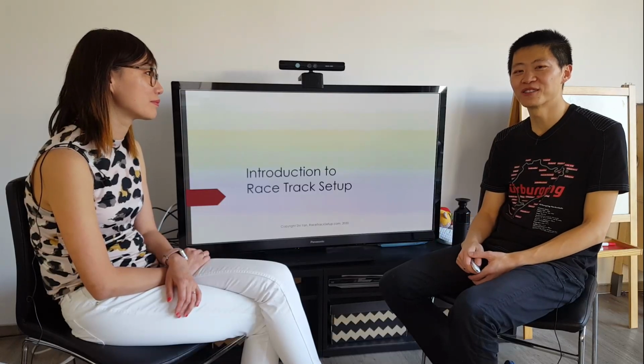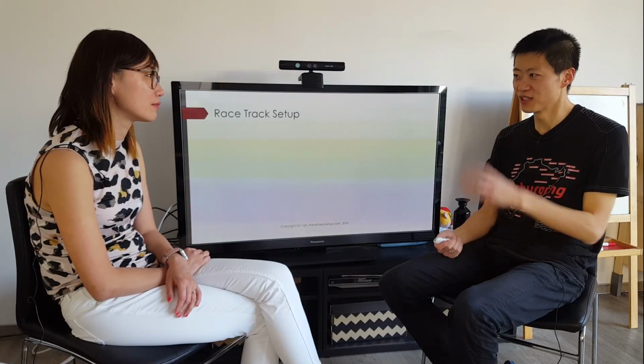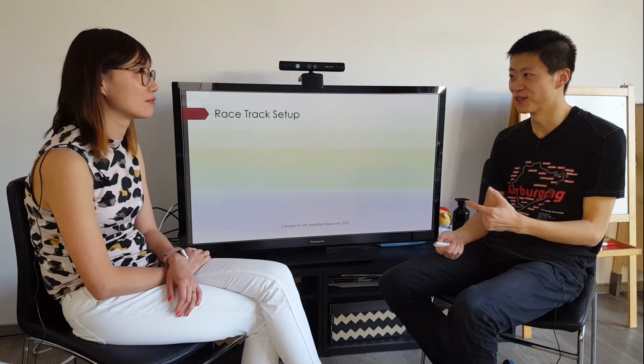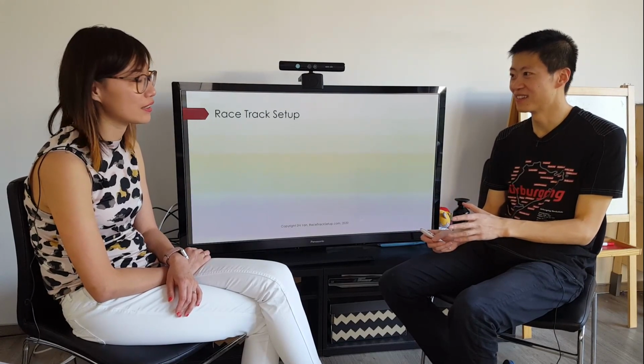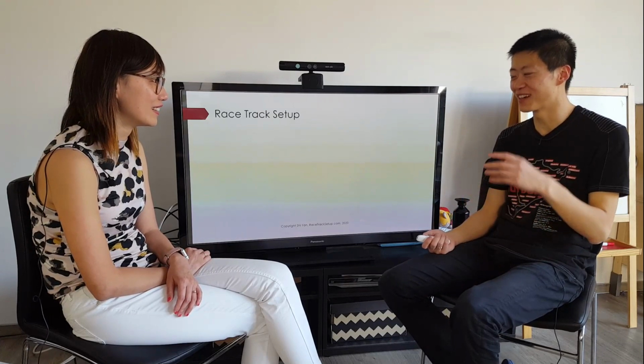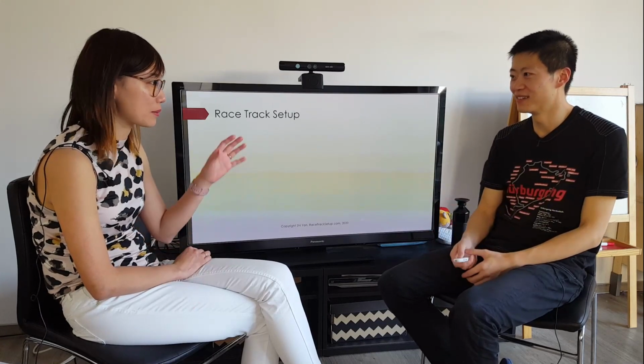Right, so let's talk about racetrack setup. Racetrack setup is to set up a racing car to go around a racetrack. So you know what a racetrack is? Yes, I've been there a few times. Okay. And so the point is to get around a racetrack in the lowest possible time. Yes, you want to get a short lap time.